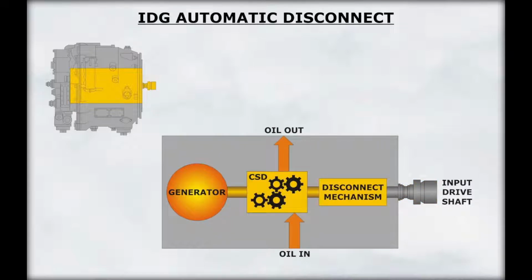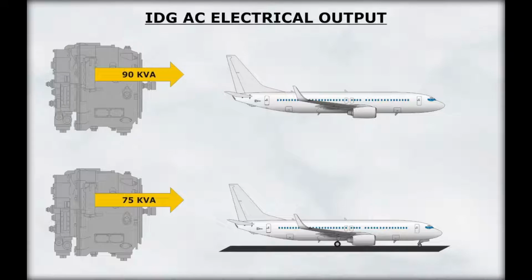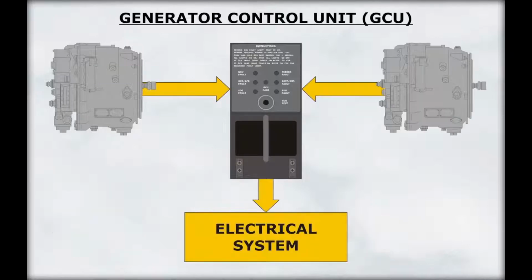The IDG has a self-contained oil system and generator drive disconnect mechanism. The IDG will automatically disconnect itself in the event of high oil temperature in the IDG. Each IDG supplies three-phase, 115-volt AC electrical power at a frequency of 400 Hz. The IDGs are rated at 90 kVA when the aircraft is airborne, or 75 kVA when the aircraft is on the ground. A generator control unit, or GCU, monitors the output of the IDG.